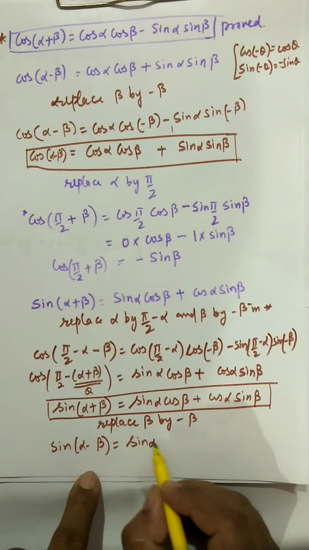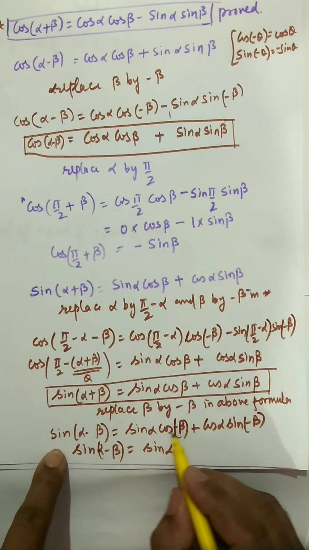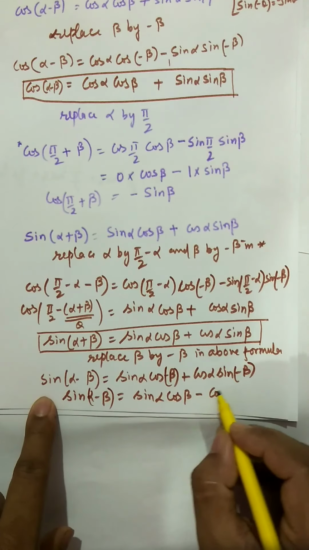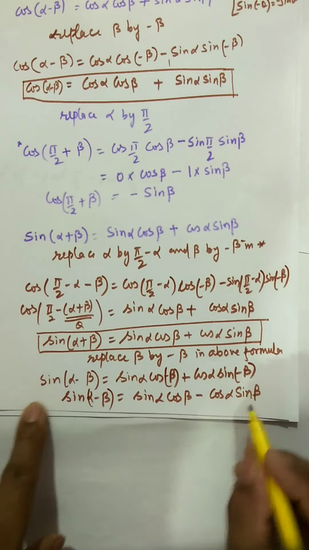So for sine alpha minus beta, you just replace beta by minus beta, so it becomes sine alpha cos minus beta plus cos alpha, and this will be sine minus beta. So now you are going to get the final formula. Sine alpha minus beta is actually sine alpha, this will be positive, cos minus beta will be positive, cos beta, and this will be minus cos alpha, because sine minus beta will be minus sine beta, so this is sine beta. So now we have proved this other formula.